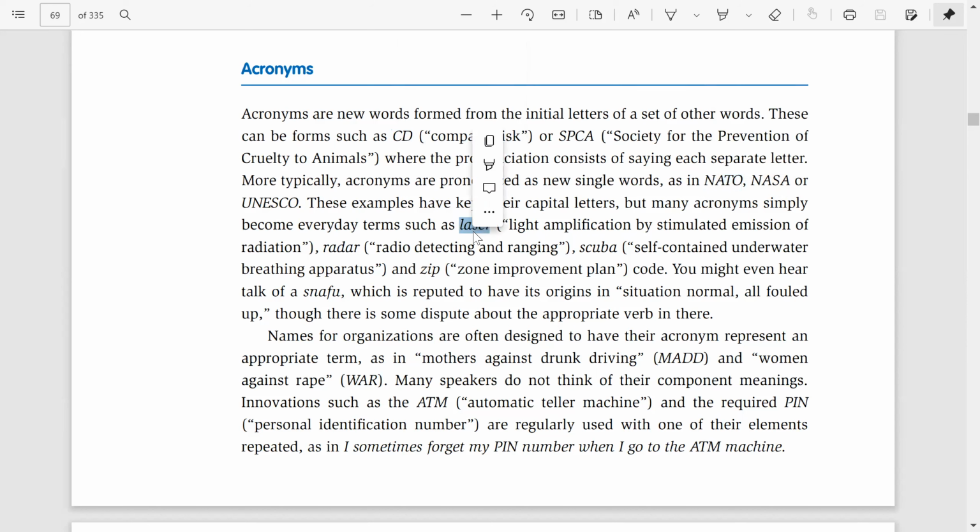And here, look at laser. This is also an acronym because we use this for light amplification by stimulated emission of radiation. But this has become a complete word, and we have started using this term in our daily life, in our daily conversation. All right.